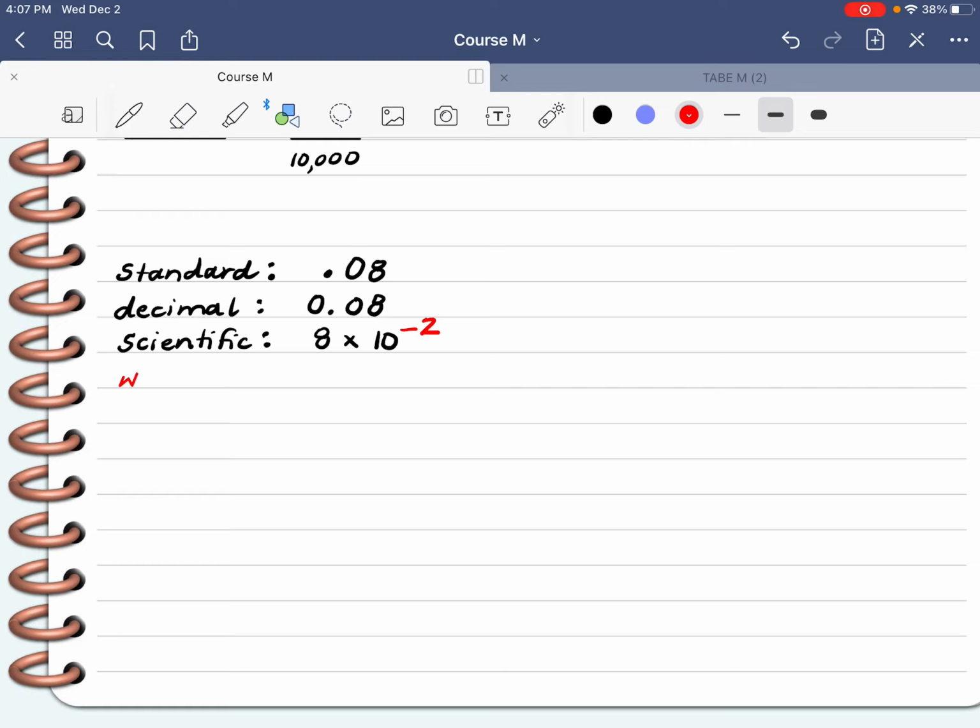Word form is 8, 2 decimal places makes it the hundredths place. And then fraction form is exactly what the word form says. 8 hundredths. That's what tells me that it's a fraction. The 100 is on the bottom because of that TH.